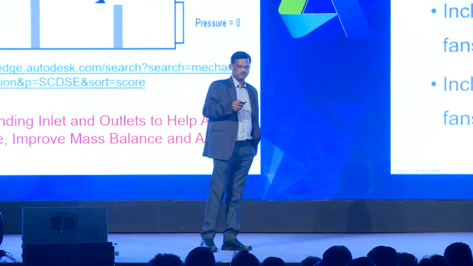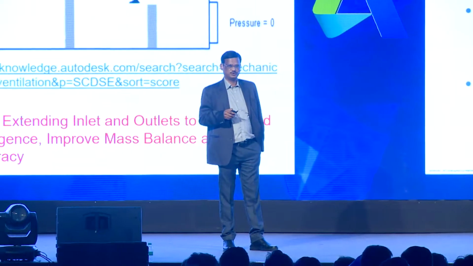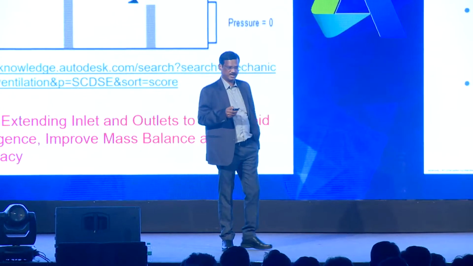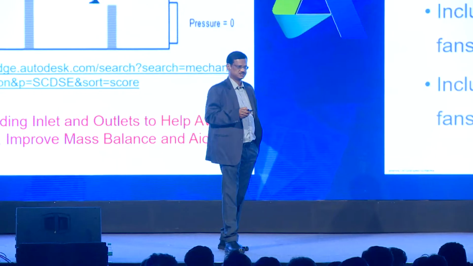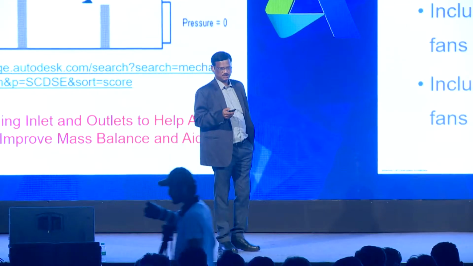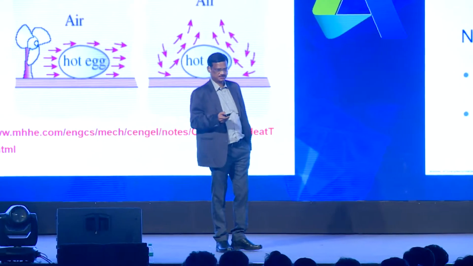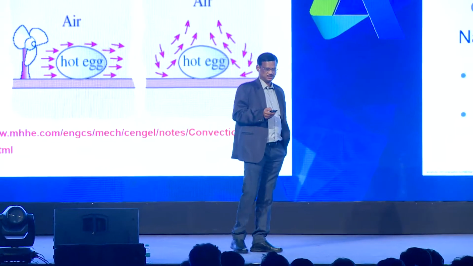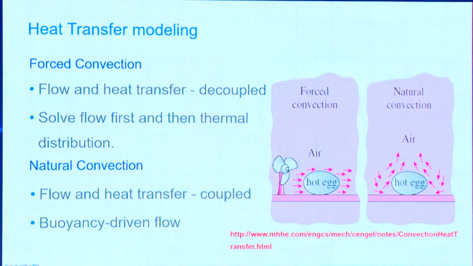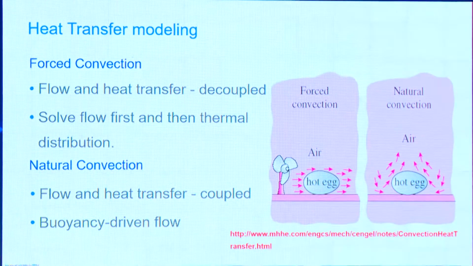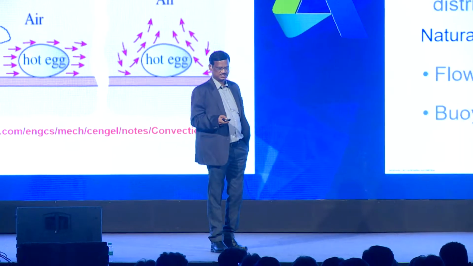In airflow modeling, you need to create a fluid domain from the CAD model, and then you include all the obstructions to the flow, and the supply and exhaust conditions. In heat transfer, mainly forced convection, airflow happens and heat transfer happens simultaneously. And in many cases, natural convection happens because of the temperature differences and the buoyancy conditions.